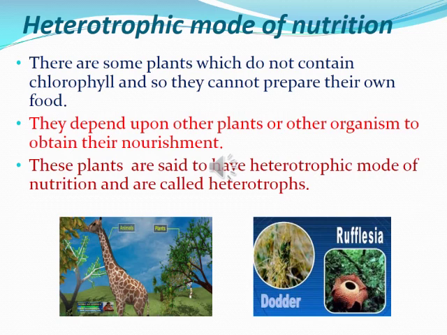There are some plants which do not contain chlorophyll and so they cannot prepare their own food. They depend upon other plants or other organisms to obtain their nourishment. These plants are said to have heterotrophic mode of nutrition and are called heterotrophs.